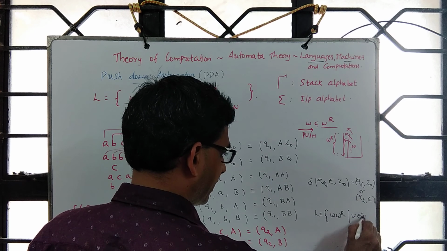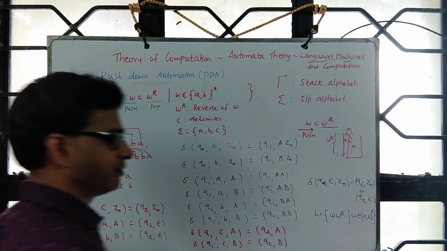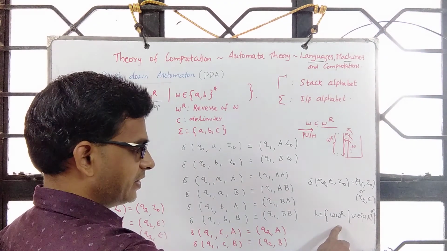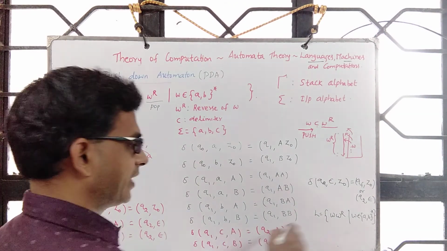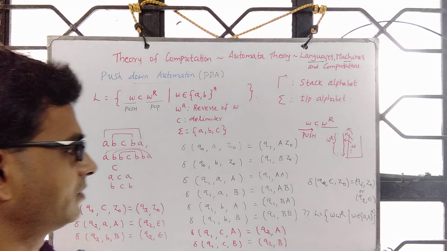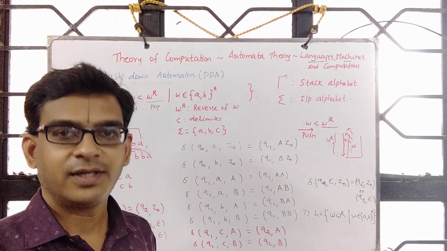W is over A comma B star. There is no C. Now sigma is also AB. Suppose the language is this. Can we construct a pushdown automaton for this? That's an interesting question to explore. Let's explore that.